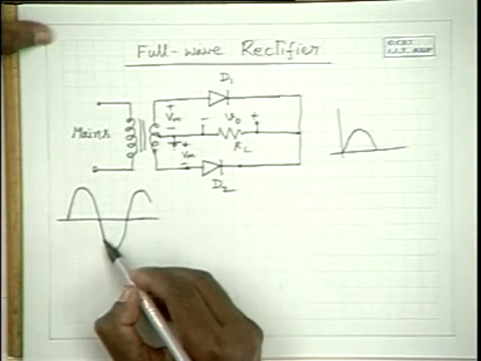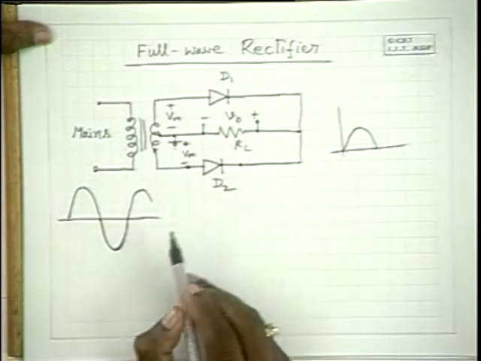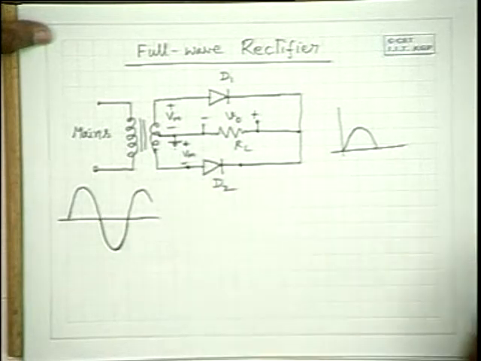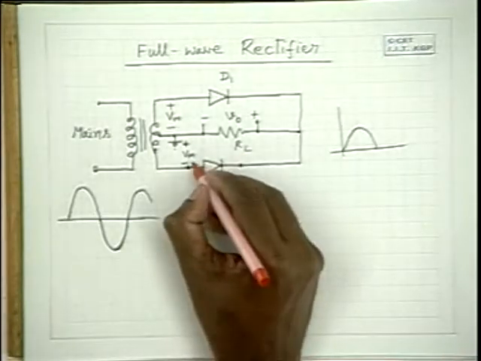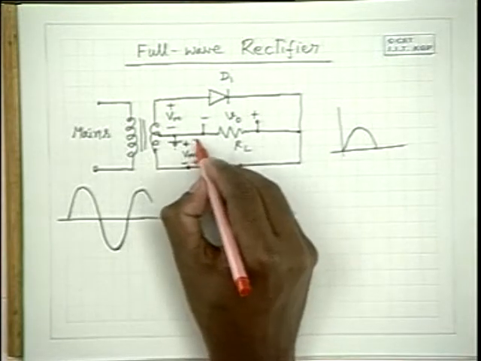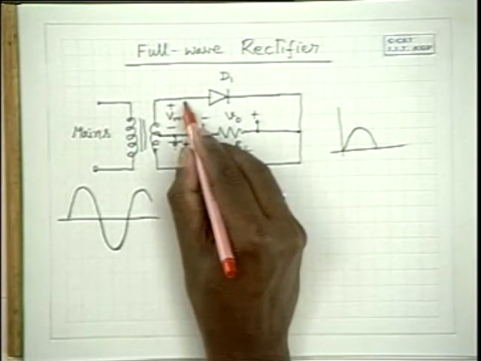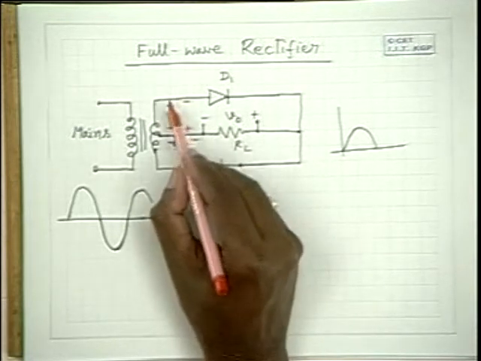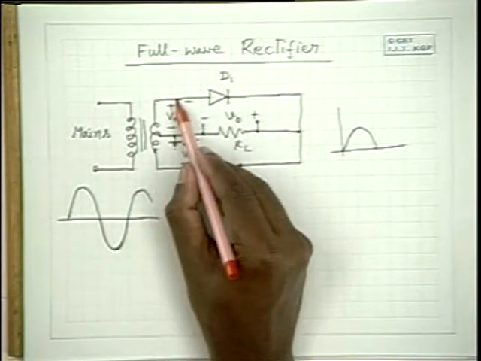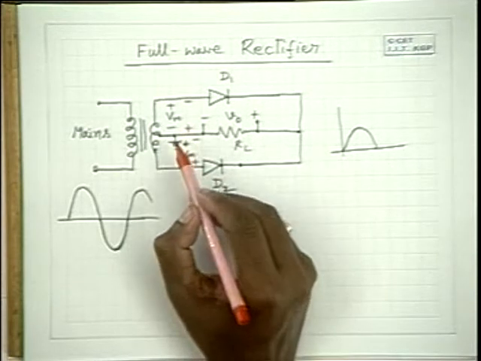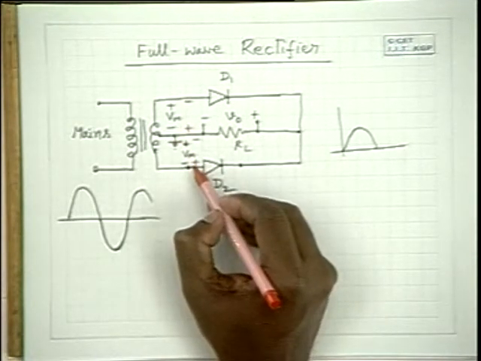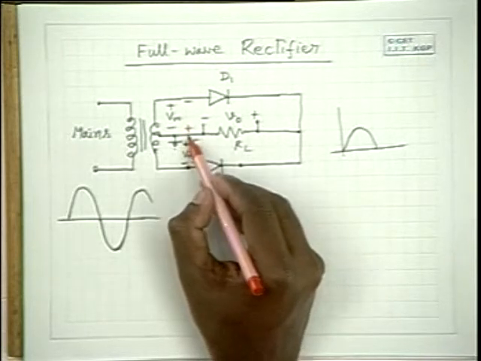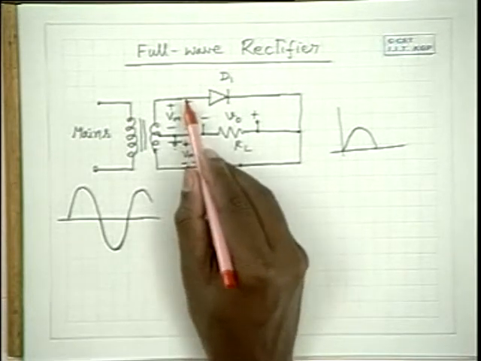Now during the negative half cycle, this voltage gets reversed, and the situation you have here is this is positive, this is negative, and this is positive, and this is negative. Because at this terminal you have a negative half cycle, that means this is negative compared to this, and this is negative compared to this. Therefore, this side is positive compared to this side, and this side is positive compared to this side.